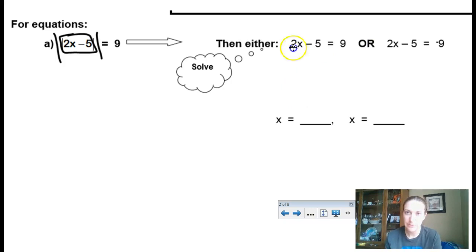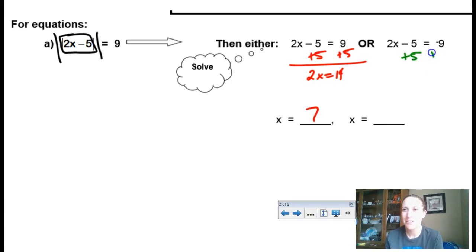So if we do a little algebra to solve, we get 2x equals 14, so x equals 7 is our first answer. And then our next solution would be 2x equals -4, so x equals -2.